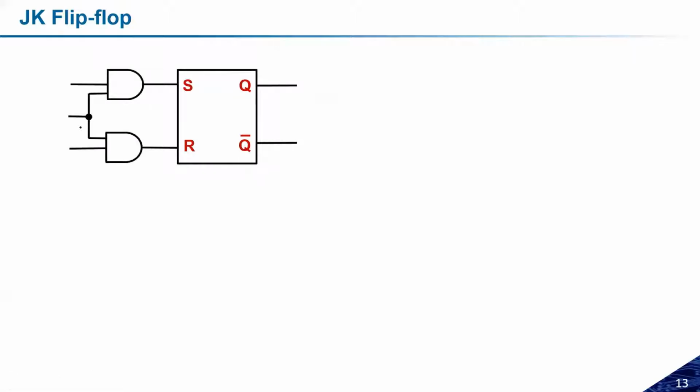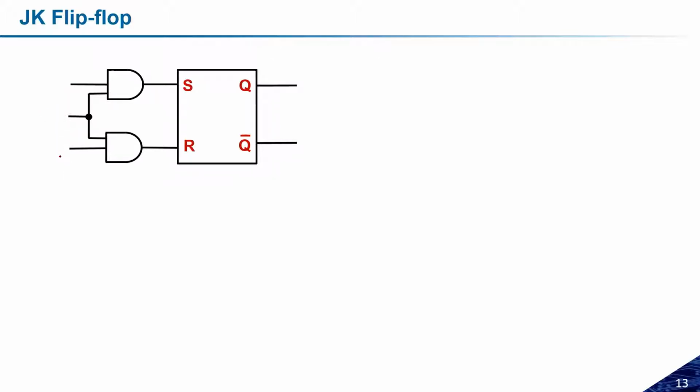If you can recall this one, this input was set, this input was reset, and this input was the clock. So this was the structure for the SR flip-flop, the simple structure. Now, what modifications do we need to make to turn this circuit into a JK flip-flop? Let us try to see.